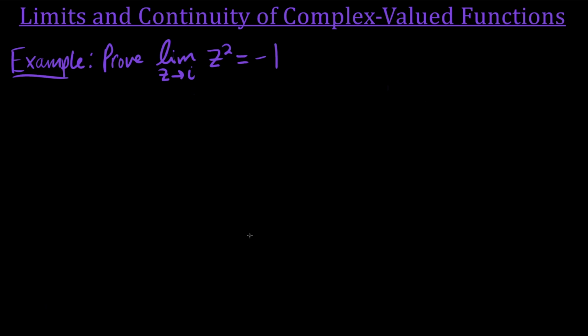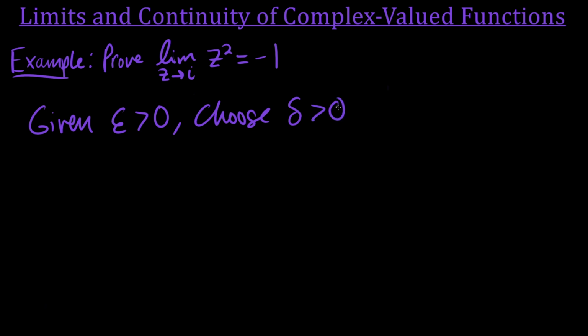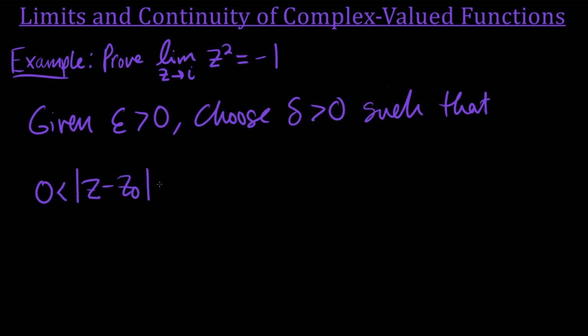All right, let's go ahead and go over an example. So I want to prove that the limit of z squared as z approaches i is -1. Recall from the definition of the limit that, given epsilon greater than 0, we want to choose a delta greater than 0 such that the modulus of z minus z naught being between 0 and delta implies that the modulus of f of z minus w naught is less than epsilon.